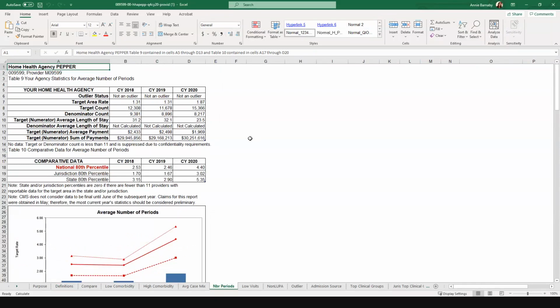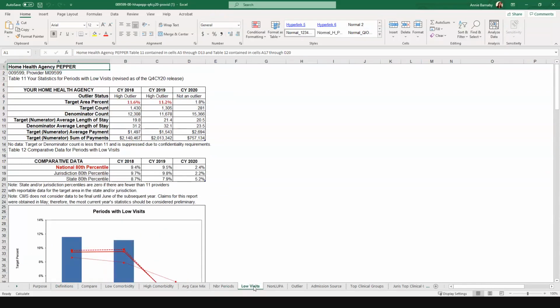So for this average number of periods, this agency, the sample agency, was not an outlier in any of the 3 years. Periods with low visits, this agency was a high outlier in the first 2 years, and then they dropped way down in calendar year 2020, and they are no longer an outlier. And it looks like the nation, the jurisdiction, and the state did drop down as well.